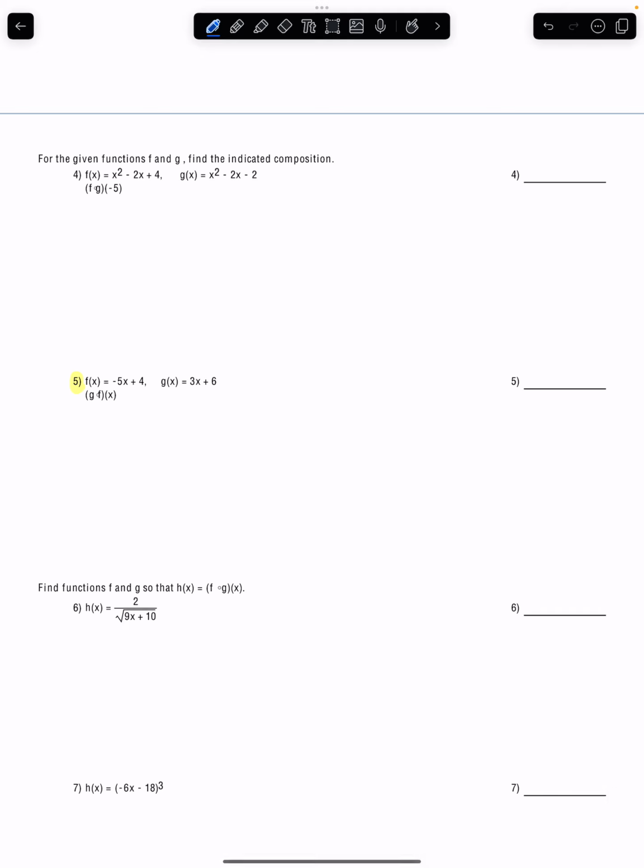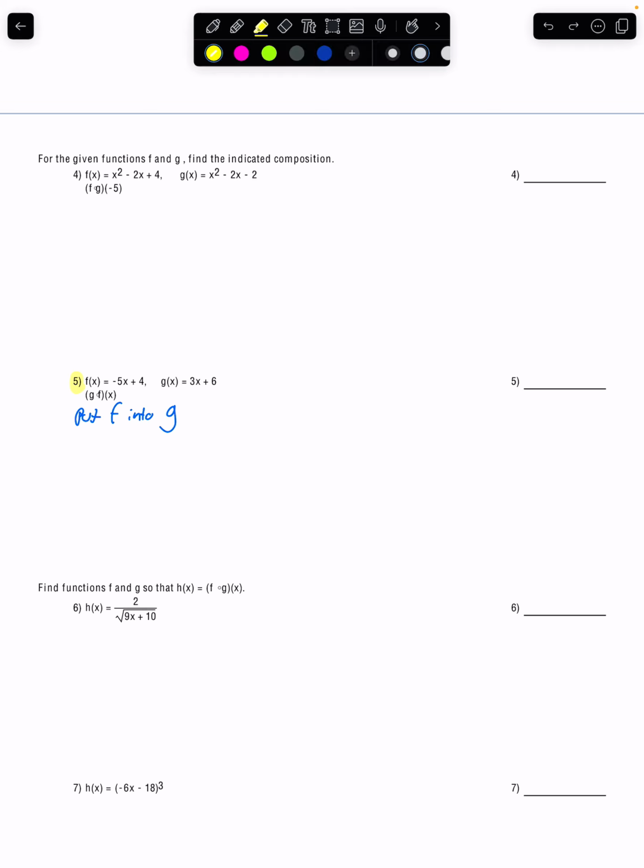Moving on to number 5. We're looking at the functions f and g, and we have to find the indicated composition. And we have g of f of x. When it says g of f of x, that means we put f into g. So this f of x function, which I'll highlight, is going to go into the g of x right there. For every x in g of x, we plug in f of x.